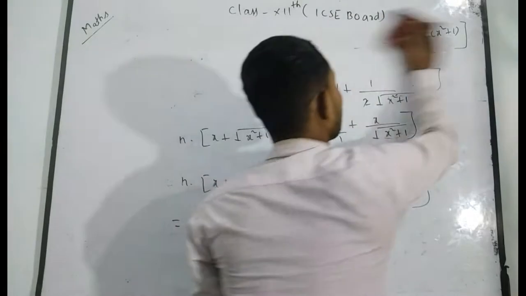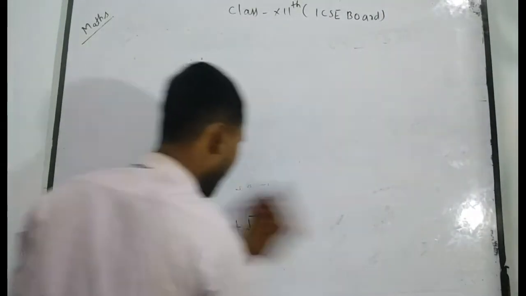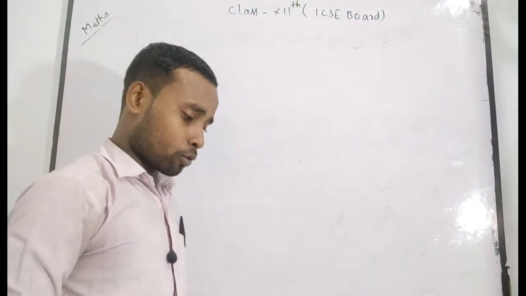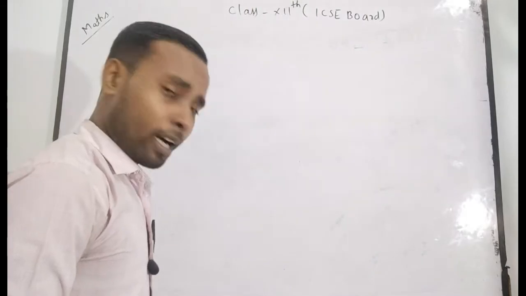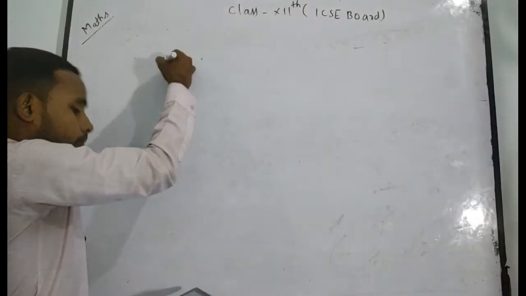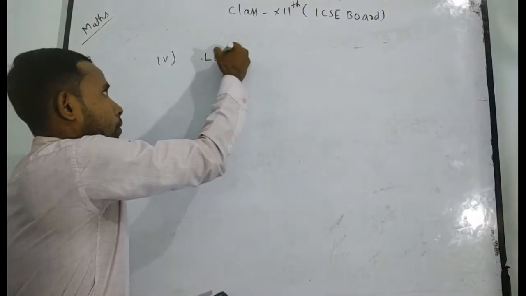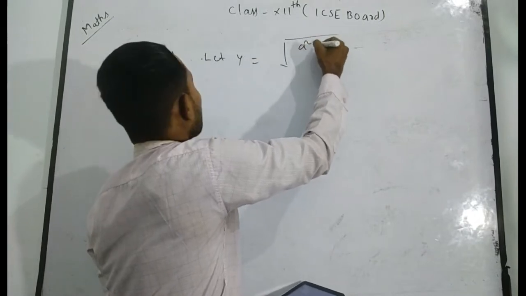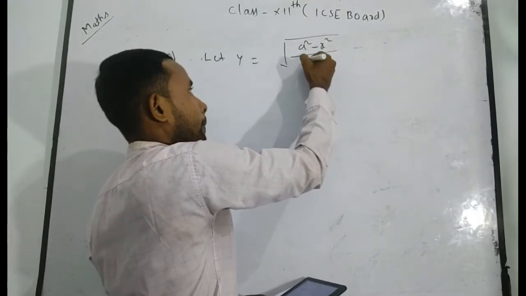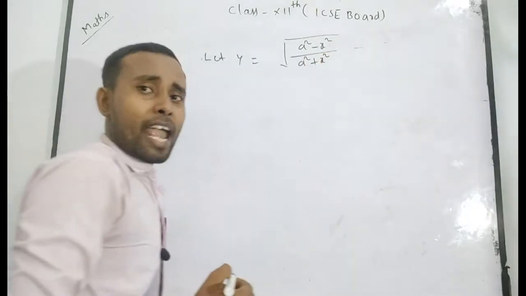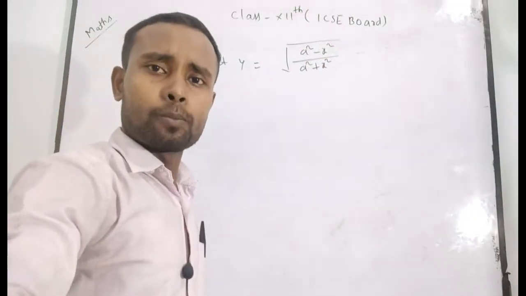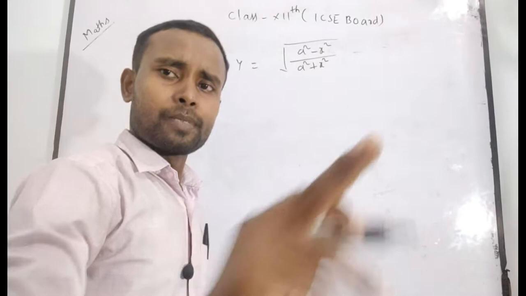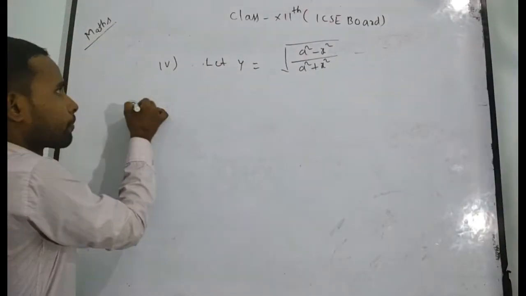Now again I want to write the next problem for you, because there are several problems. All problems are very nice, so I want to solve most of the problems. I want to again take problem 4. Here let y is equal to √((a² - x²)/(a² + x²)). Now I want to tell you how you can differentiate.